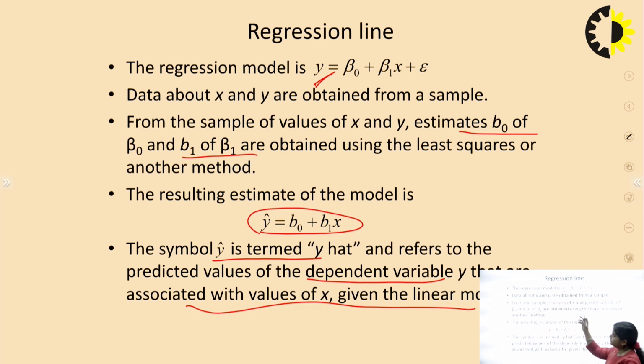So, from that particular regression model equation, we have to estimate b0 of beta naught and b1 of beta 1 from the x and y values of the data sample, using the least squares method, or you can also use any other mathematical method for obtaining the estimation of b0 and b1. After estimating these two values, the resulting equation will be termed in this way. That y cap is known as the predicted values of the dependent variable y.